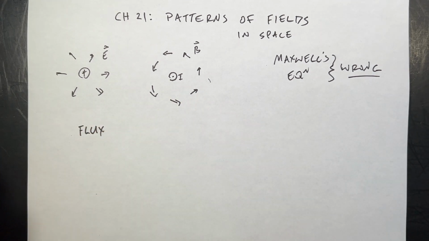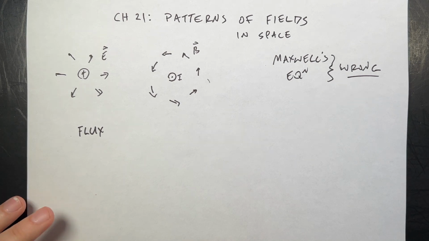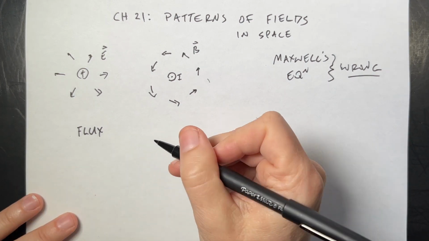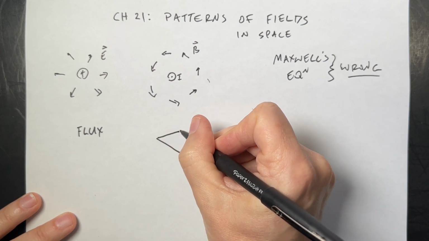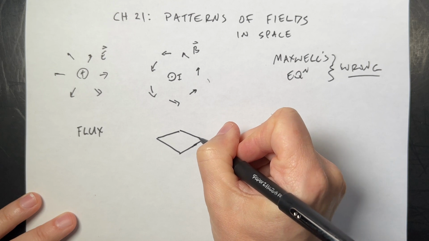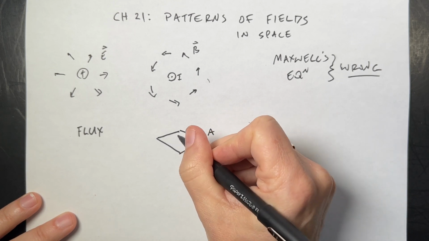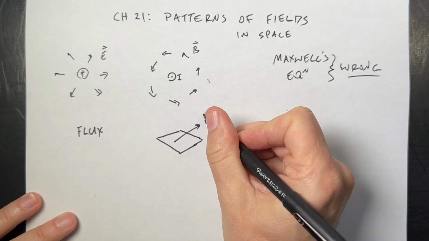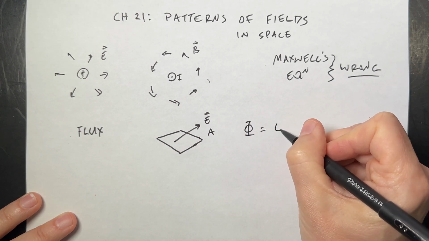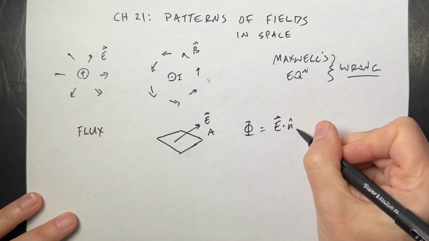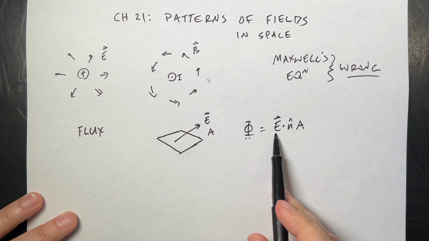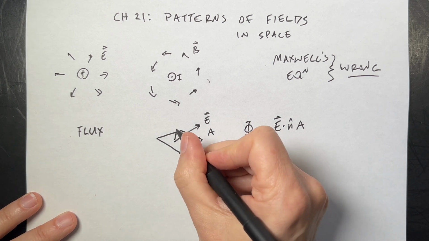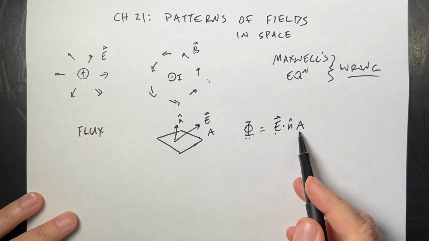So flux is something that comes up again and again, and it's basically how much field passes through an area. So let me just write down the flux for a constant field. Imagine that I have an electric field, and I have some area like this. It's a square, it's an area, and I have an electric field like this, E. I'm going to define the flux through that surface as E dot n hat times A. So phi is the flux, E is the electric field vector, n hat is a unit vector perpendicular to the surface, and A is the area.